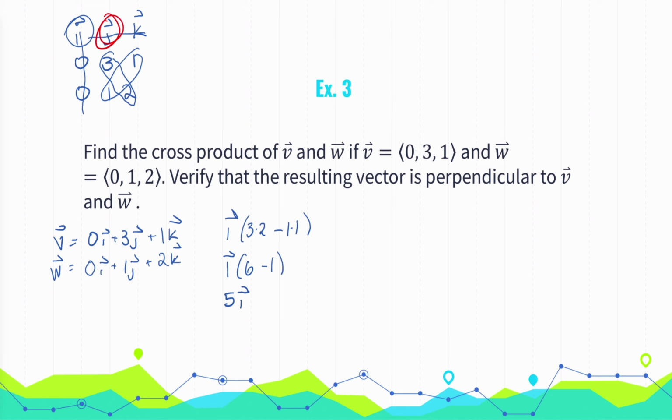Then we're going to take j. All right, so the j, we get a minus j. I'm going to take j. We're going to cancel out the other letters. We're going to cancel out this row. And we're going to do the determinant of what's left, which is 0 times 2 minus 1 times 0, which is 0 minus 0, which is 0j.